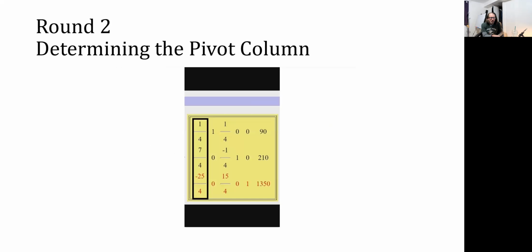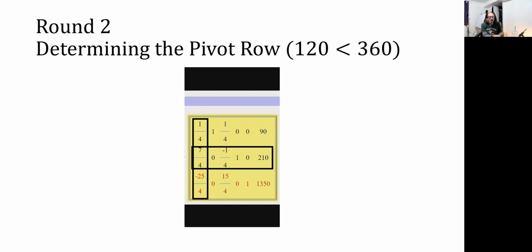And we're going to, again, look at ratios of 90 divided by 1/4 and 210 divided by 7/4. Now, you can take out a calculator, you can convert back to fractions if necessary, but 90 divided by 1/4 is the same as 90 times 4, so 360, and 210 divided by 7/4 is the same as 210 times 4/7. 7 into 210 is 30. 30 times 4 is 120. So we're comparing 120 to 360, and 120 is the least of those positive ratios.